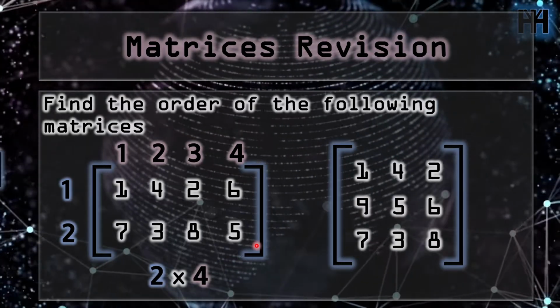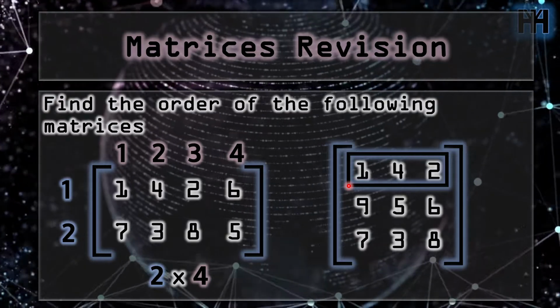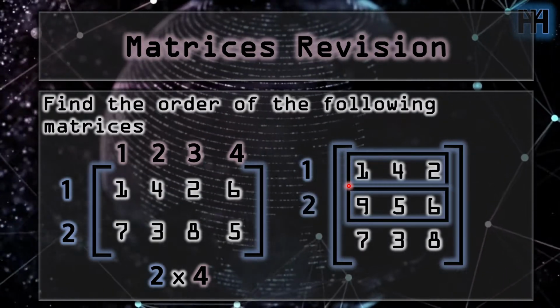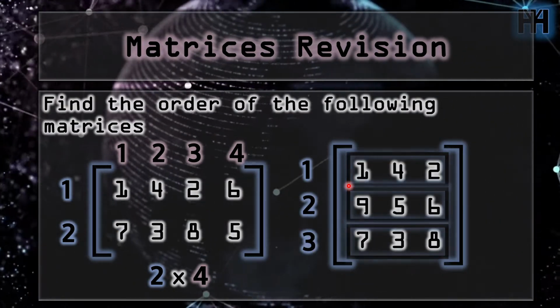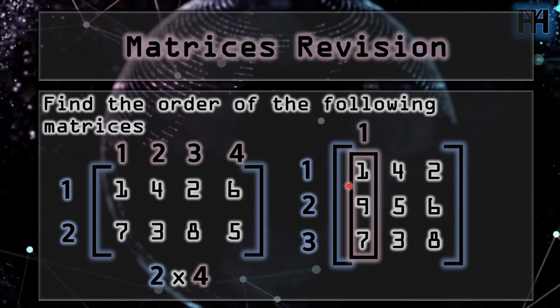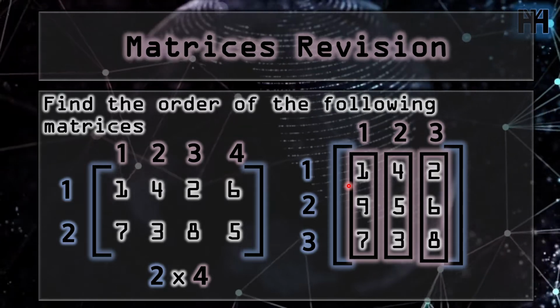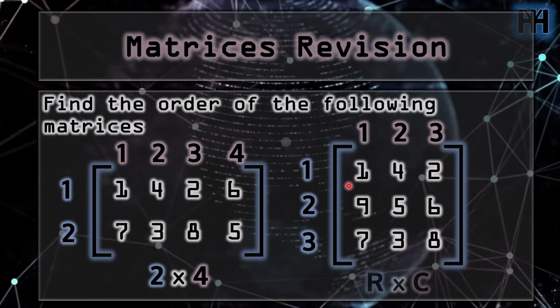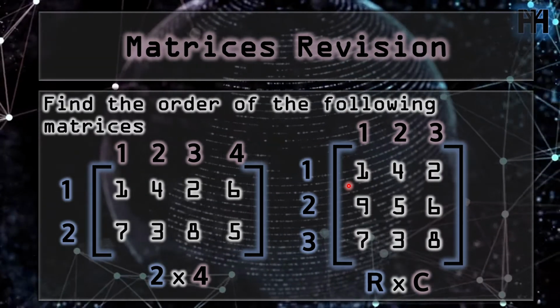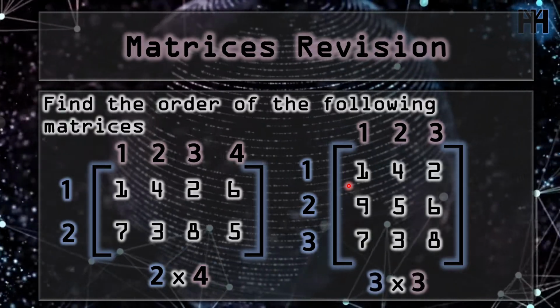For the second matrix, let's count the rows: 1, 2, 3. For the columns: 1, 2, 3. To write them, it's R multiply C, rows multiply columns, so it will be 3 times 3.